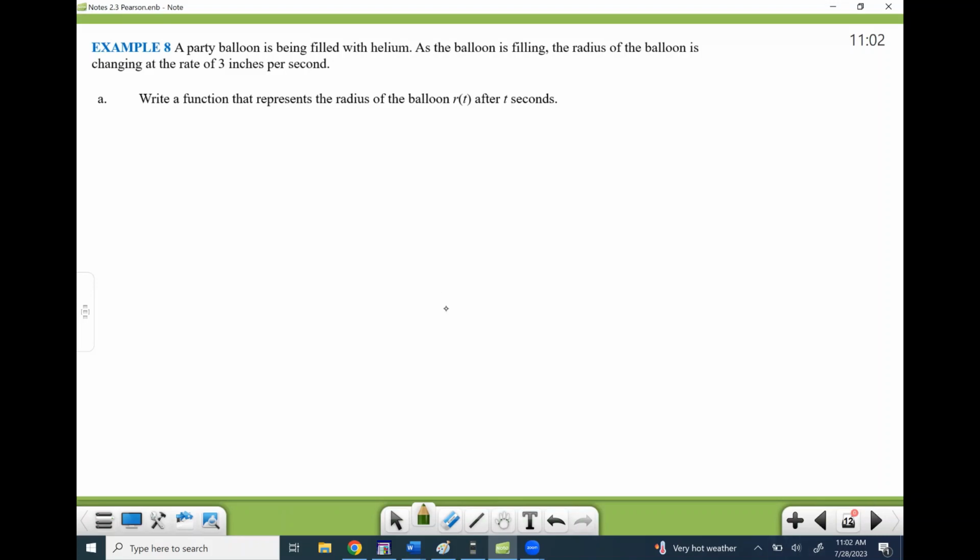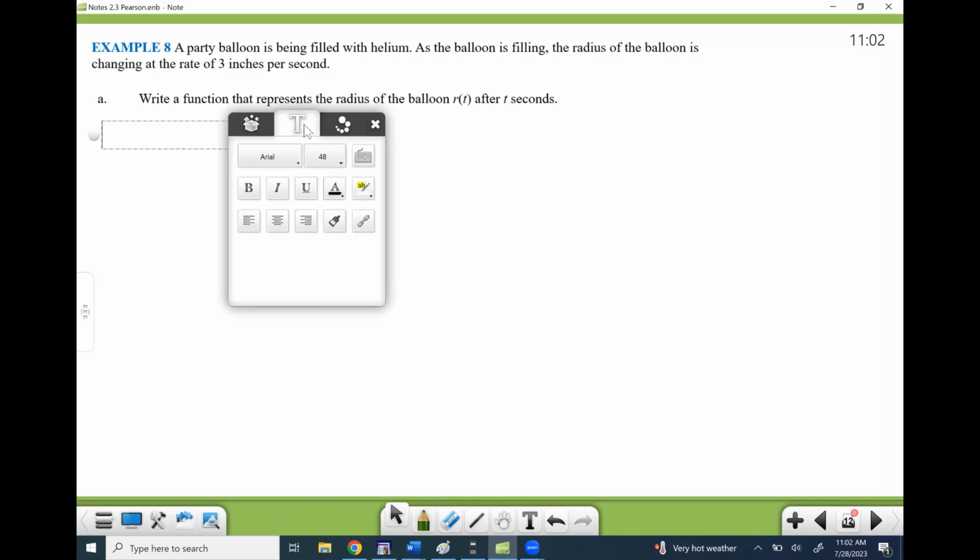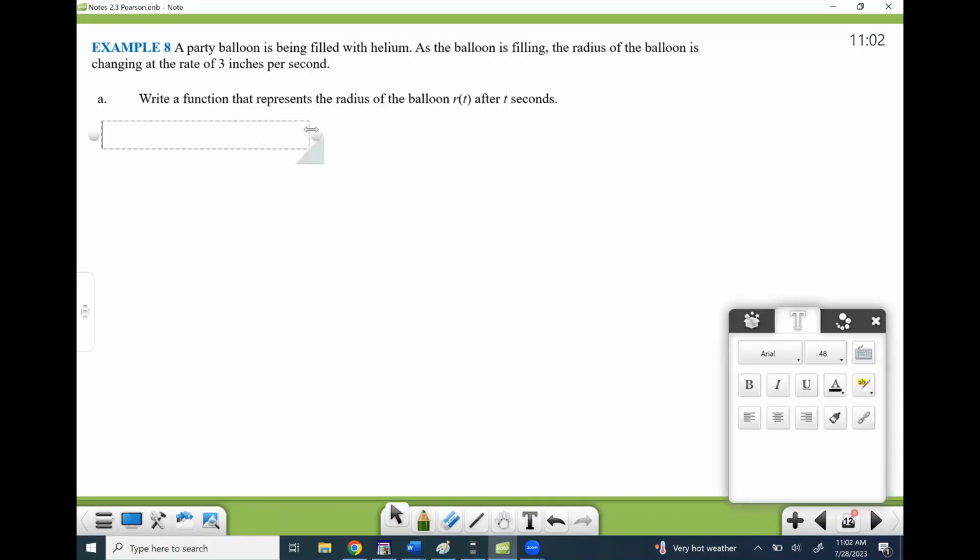So we're going to make some assumptions here. Let's assume that the balloon is a sphere. It doesn't straight up say that. I think it should say spherical balloon, so we know. That is a big assumption. Most balloons are not spherical, so this is just going to be an estimate, but good enough.